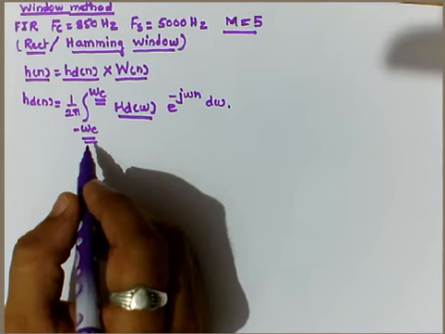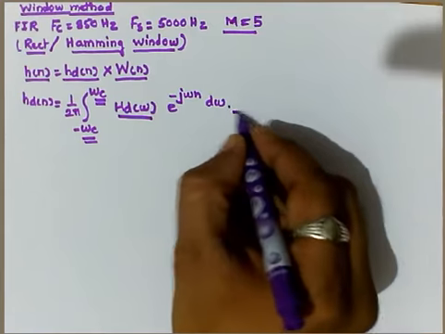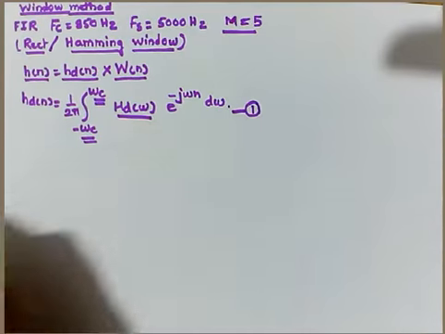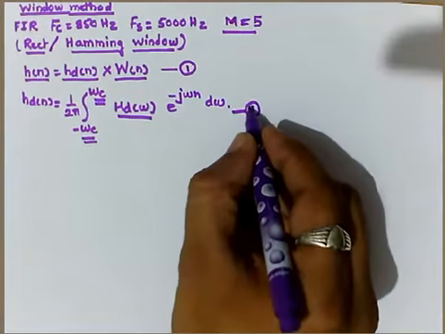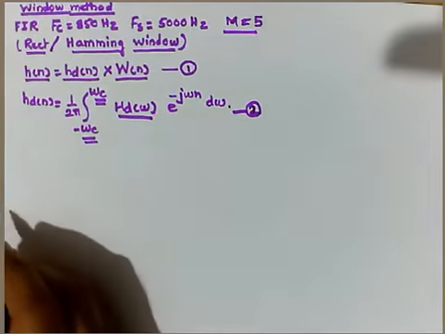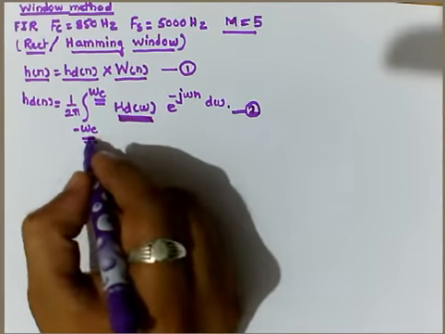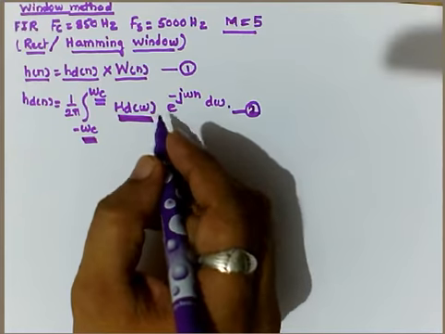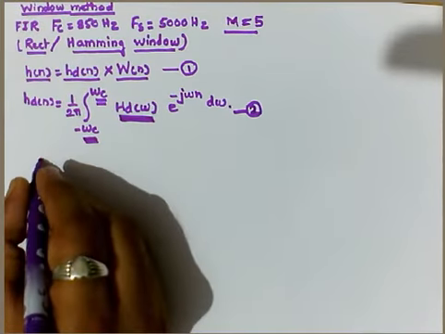As we have seen the generalized expression for hd of omega, let me call the earlier one equation number 1 and this one equation number 2. In equation number 2 we need hd of omega as well as omega c to solve for hd of n. So let's see what hd of omega is.